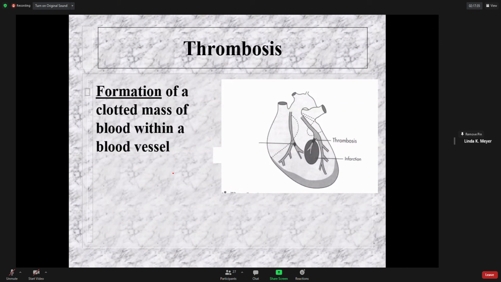The process of the formation of a thrombus is called thrombosis. So the process of a thrombus forming is thrombosis. So this is illustrating thrombi in the coronary arteries to the heart. Here are the thrombi. The process by which they have formed is called thrombosis.